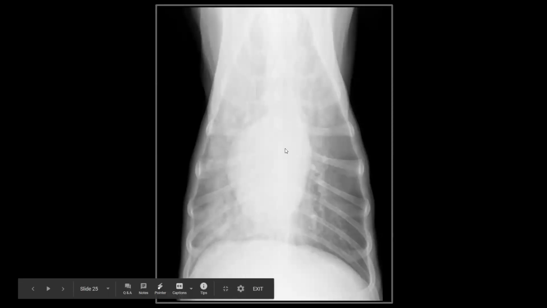Again, here's another diffuse pattern, and it's asymmetric, but it doesn't matter that it's asymmetric. We still recognize it as a diffuse pattern.